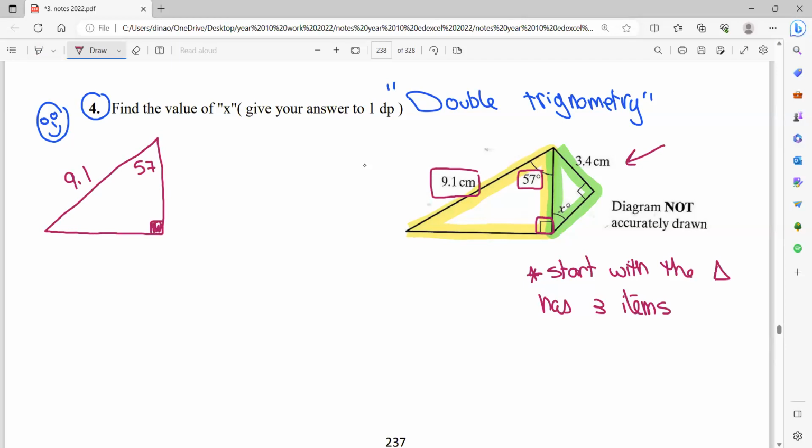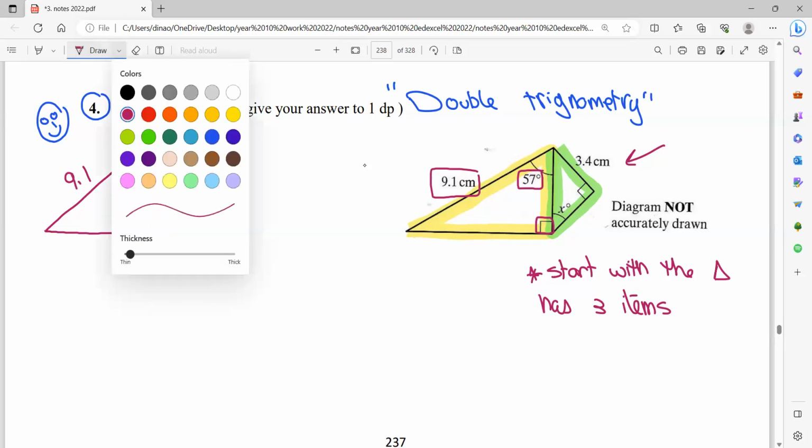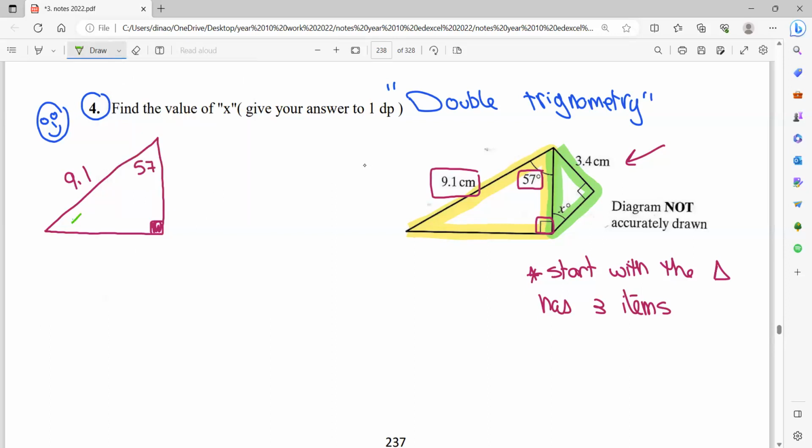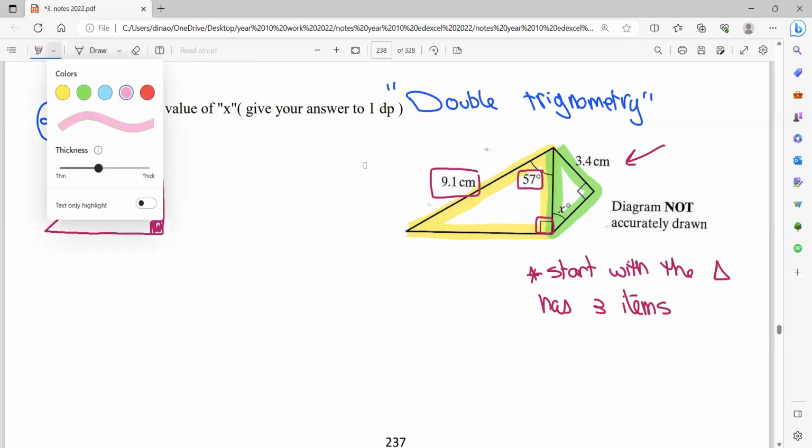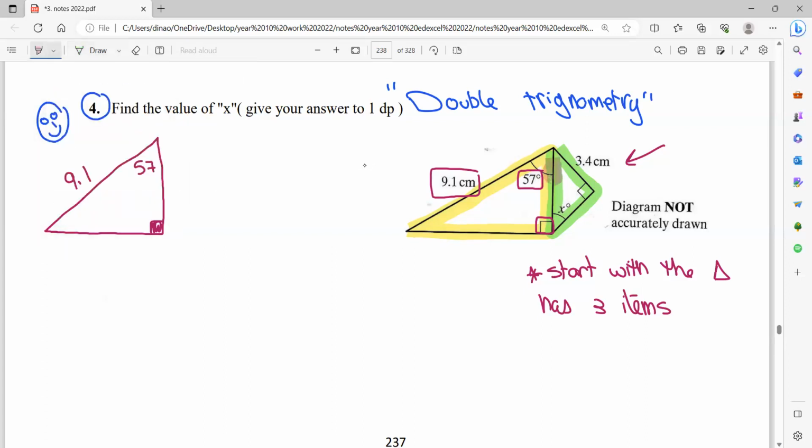Now, the first thing that I need to do, bear in mind, is that I'm going to start with the triangle that has 3 items, as you can see. Now, the trick is, which item do I calculate? Do I calculate this angle over here? Do I actually need it? Do I calculate this side? Do I need it? Or what do you think we're going to calculate? Bravo. We're going to calculate this side over here, the one that has 2 colors.